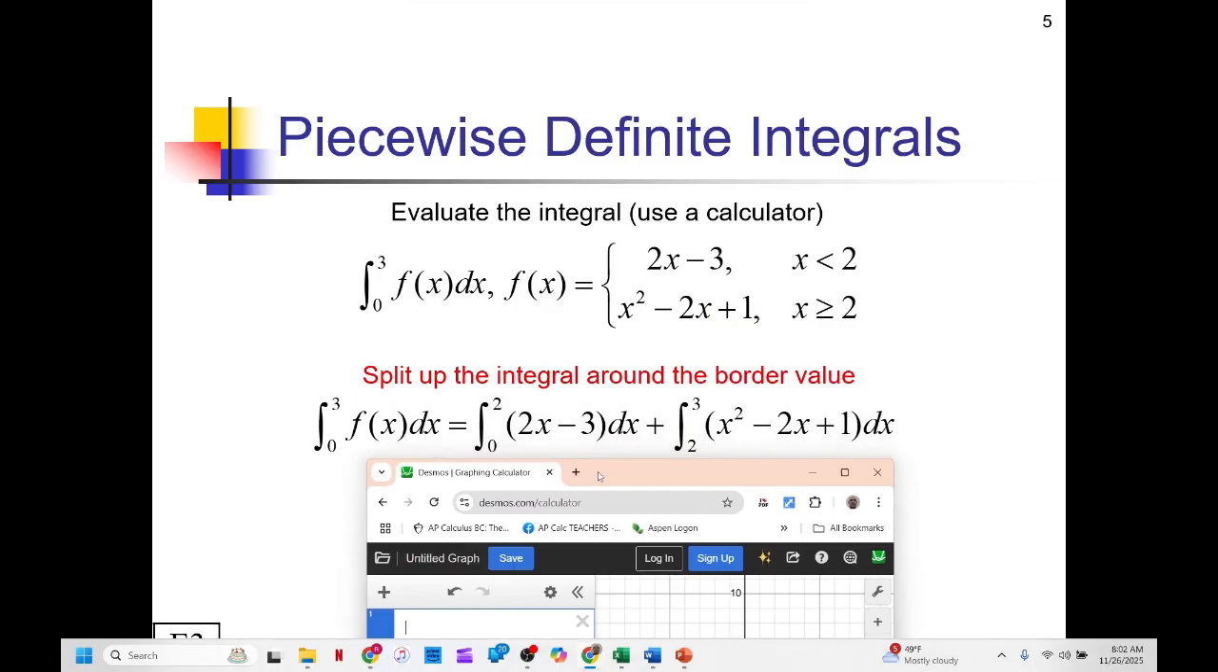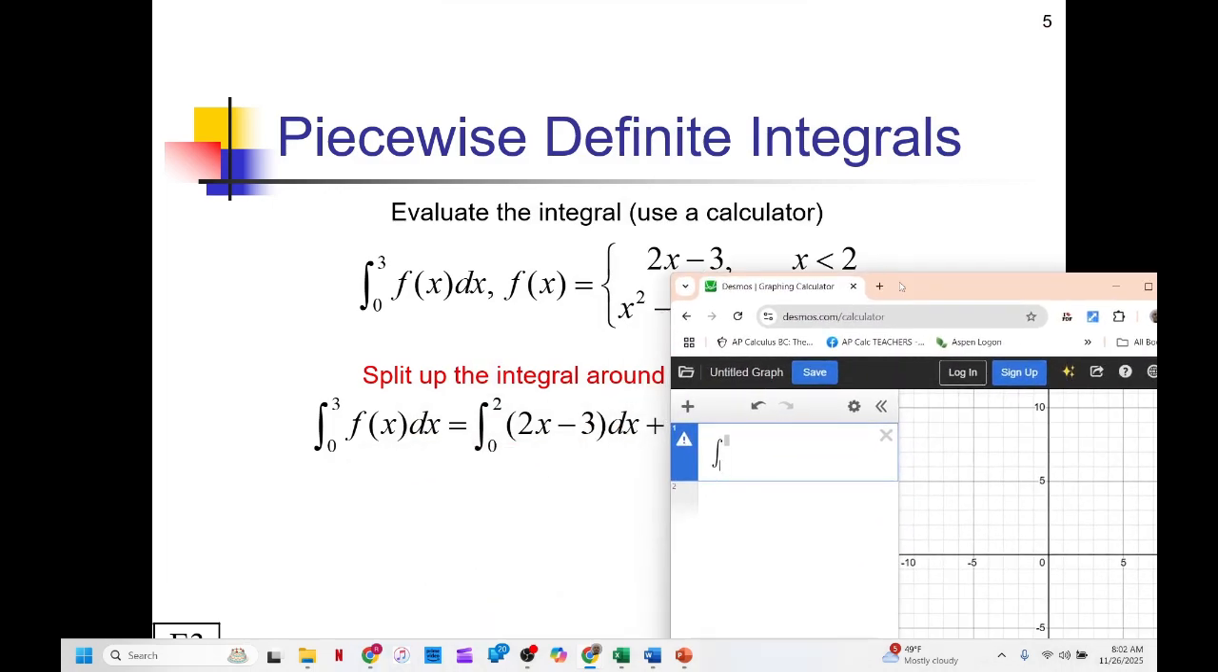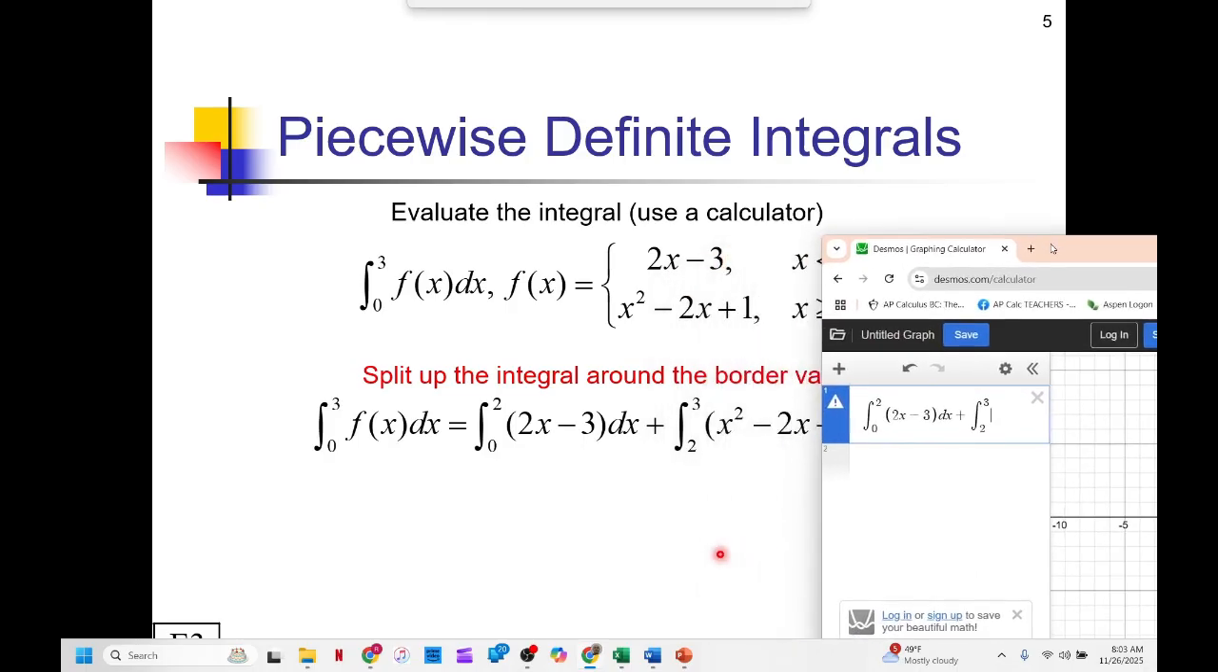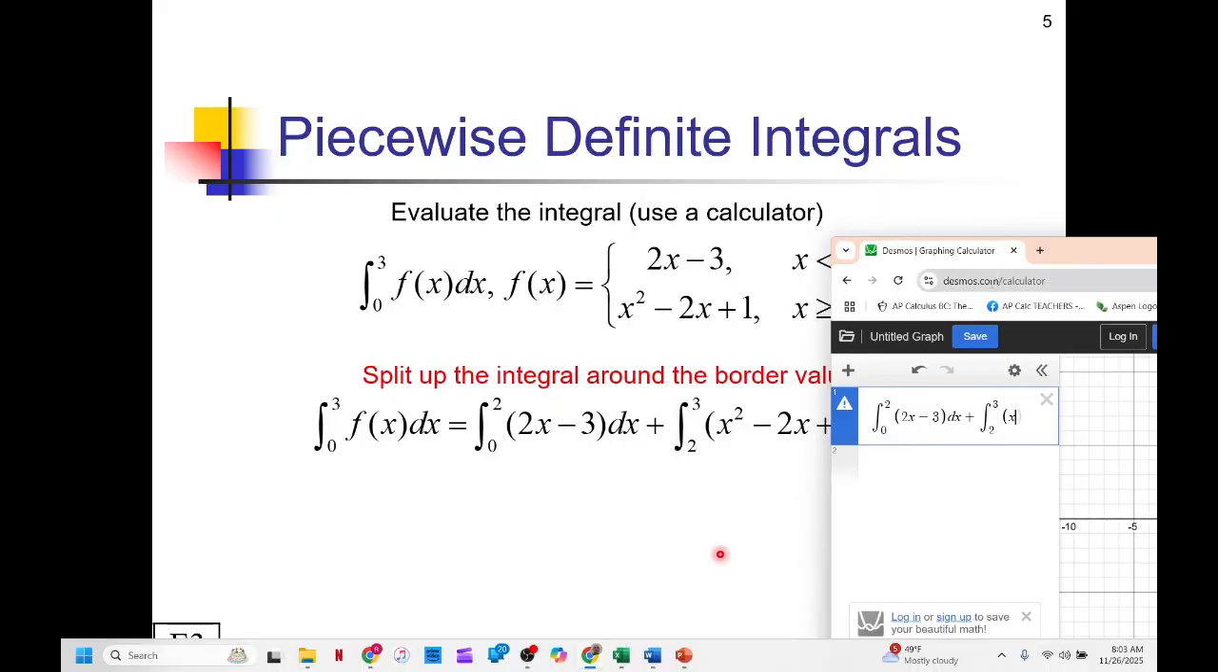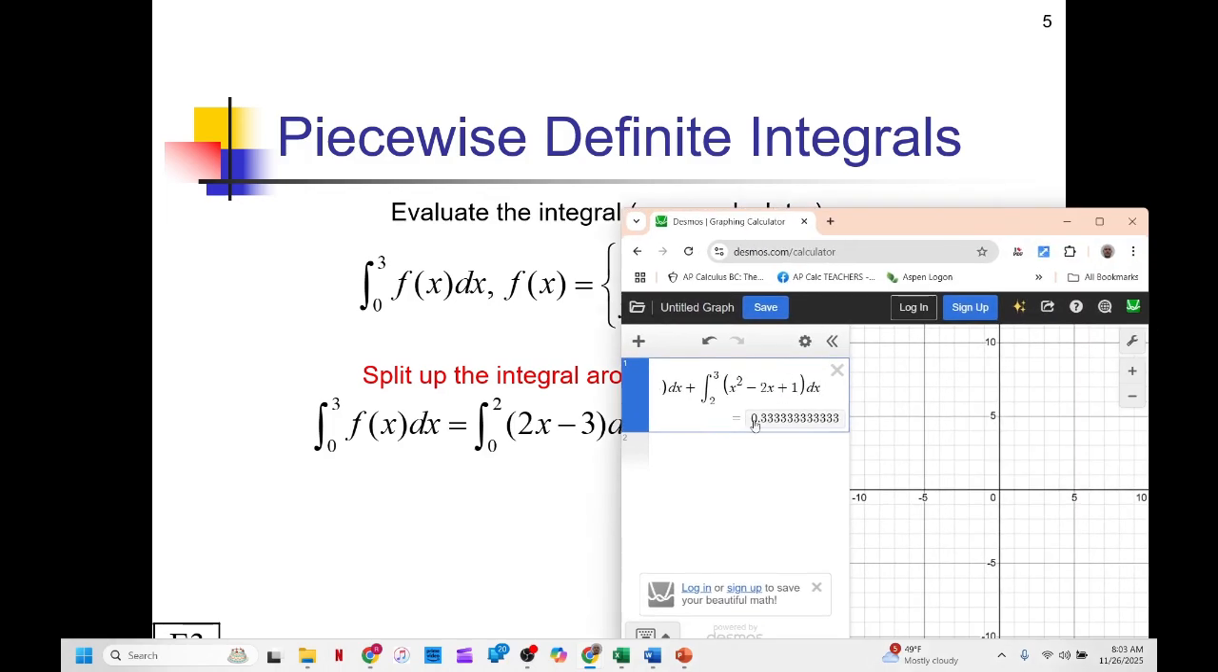All right, so let me write in my functions. So we've got the integral, and I'll move it up here so I can see, from 0 to 2 of 2x minus 3 dx plus integral from 2 to 3 of, and now I need to move it a little more so I can see this other part. We've got x squared minus 2x and then we had a plus 1 there to go with my dx. And all of that is coming out to 0.333, so 1/3.